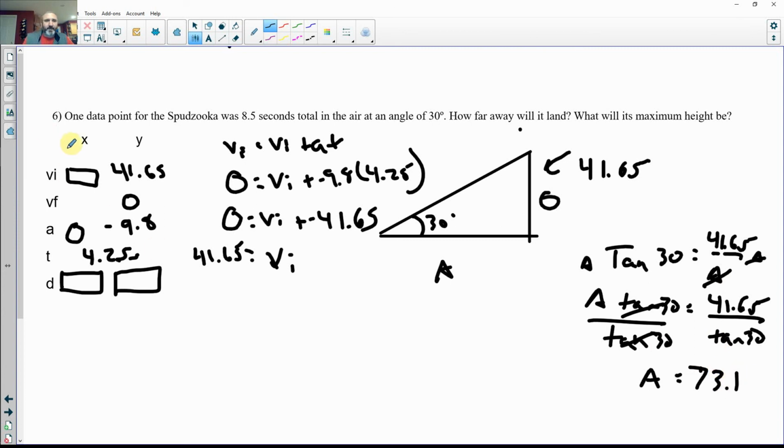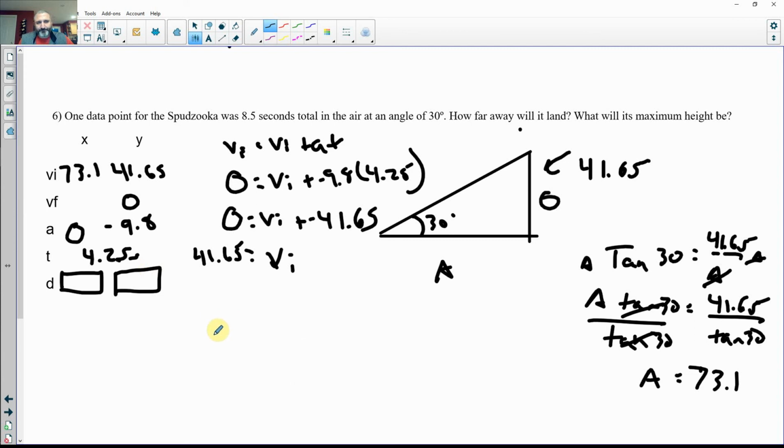73.1 meters per second. So now I'm in business, because this is exactly what I usually have when I have a two-dimensional projectile. I have the vi in the x and the y, and some other information. At this point, I want to know how high the thing goes. So let's do that. I have a VI, VF, A, T, and a D.